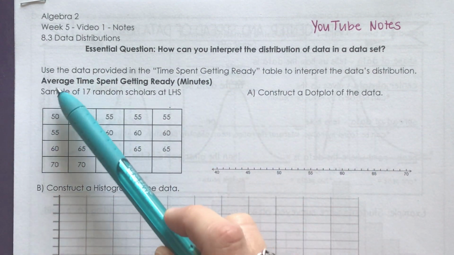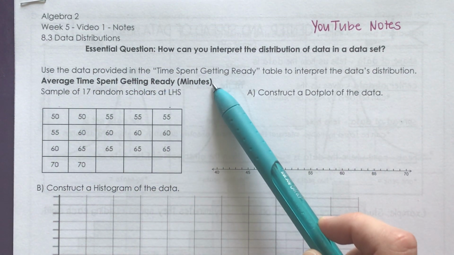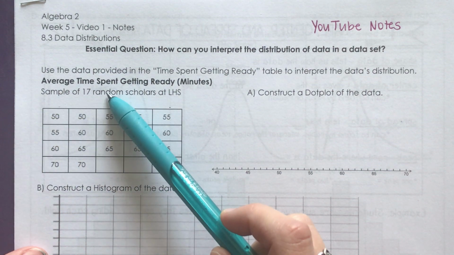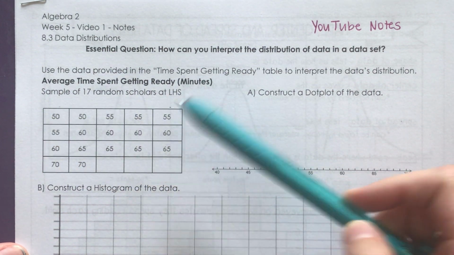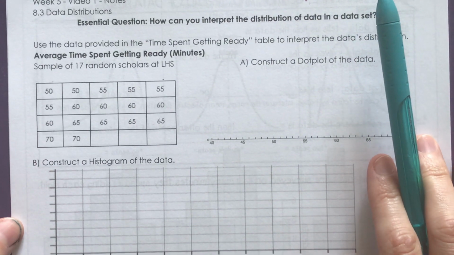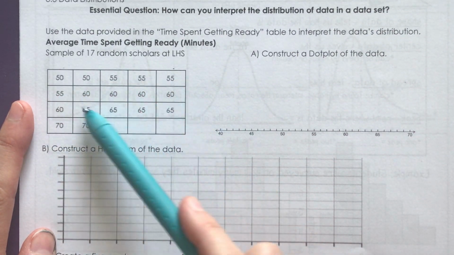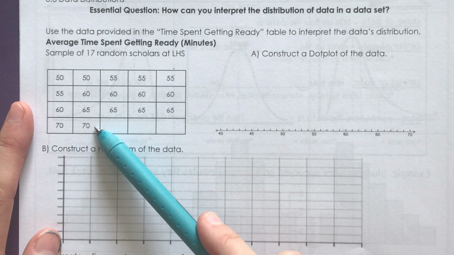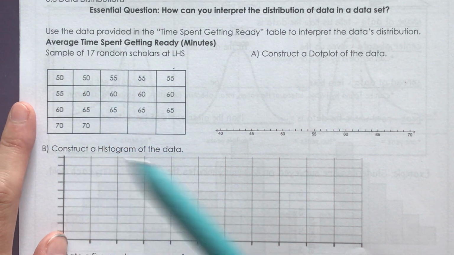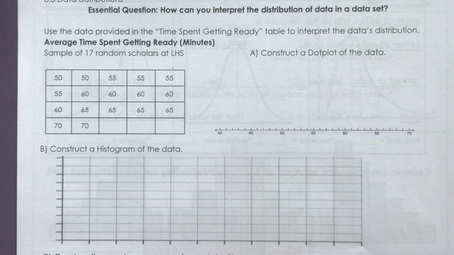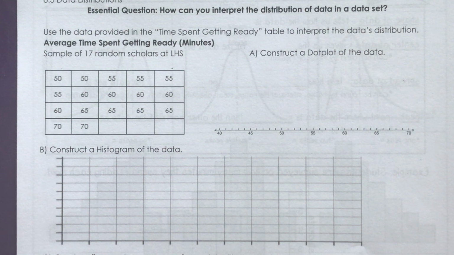So below, you'll see the average time spent getting ready in minutes, and it's a sample of 17 random scholars at Largo High School, which is great. What you can see is if I'm going from left to right, my data is already in order for me from least to greatest. You have to take your data and put it in order from least to greatest in order to do some of the things we're going to do later on. So this one's already done for me. If it's not done for you, you will have to put it in order from smallest to largest.